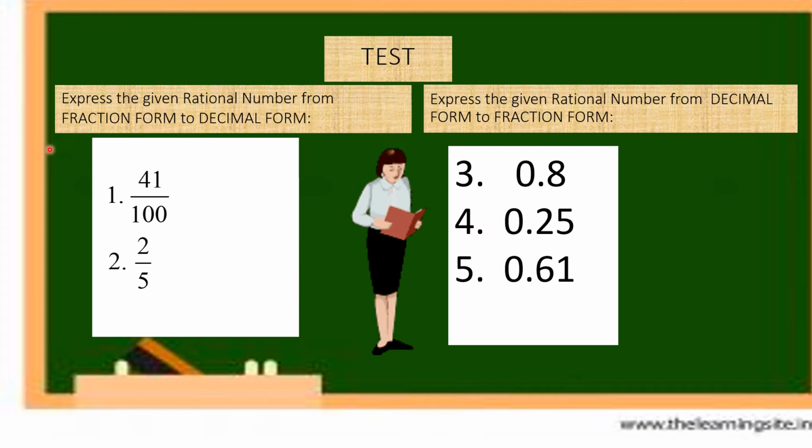We need to answer the following. For number 1 to 2, express the given rational number from fraction form to decimal form. Number 1, 41 over 100. Number 2, 2 over 5. For problem number 3 to number 5, express the given rational number from decimal form to fraction form. Number 3, 0 and 8 tenths. Number 4, 0 and 25 hundredths. And number 5, 0 and 61 hundredths.